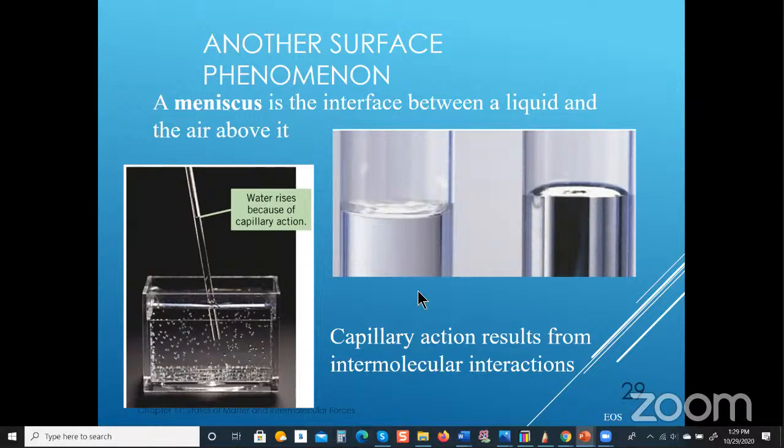So we can understand these different phenomena if you just keep in mind the different types of forces that exist within a substance, the different types of intermolecular forces. Okay, any questions about any of these surface phenomena? No, I don't think so.